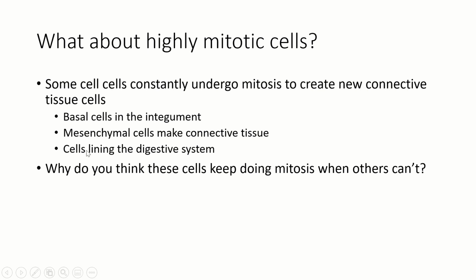Okay. There's also cells lining the digestive system. Your digestive system is a really harsh environment. So the surface cells, again, die and get sloughed off. So there's special cells that do mitosis and replace those.